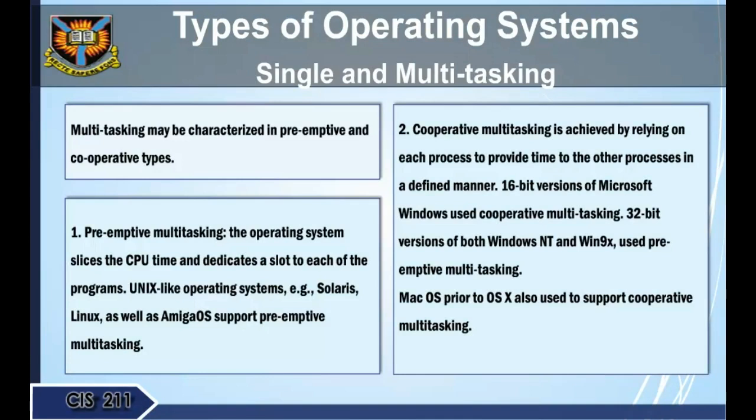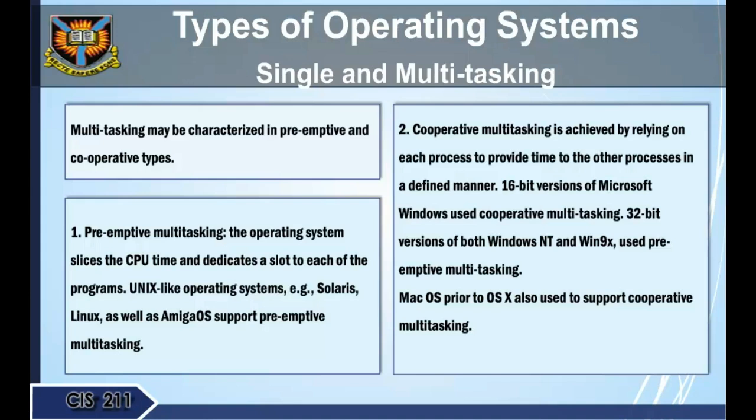Multitasking may be characterized in preemptive and cooperative types. 1. Preemptive multitasking. The operating system slices the CPU time and dedicates a slot to each of the programs. Unix-like operating systems, e.g. Solaris, Linux, as well as AmigaOS, support preemptive multitasking.